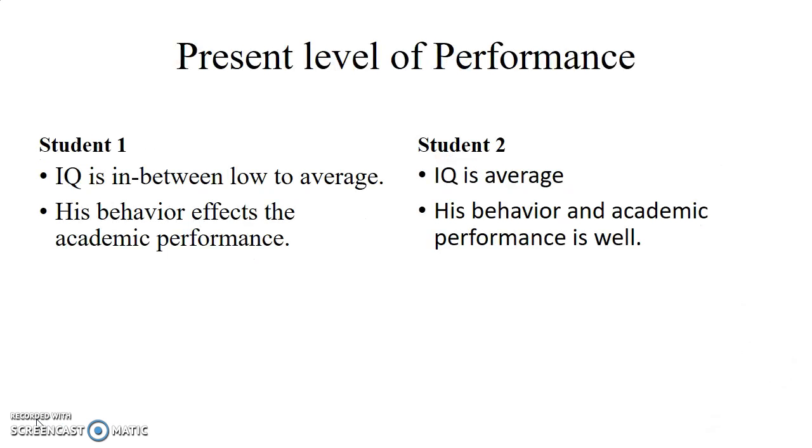First topic is present level of performance. I have two students that I will talk about throughout this presentation, but due to confidentiality, I will not share their names. They are referred to as Student 1 and Student 2. Student 1, his IQ is low to average, and his behavior affects his academic performance. Student 2, IQ is average, and he performs well in both behavior and academics.